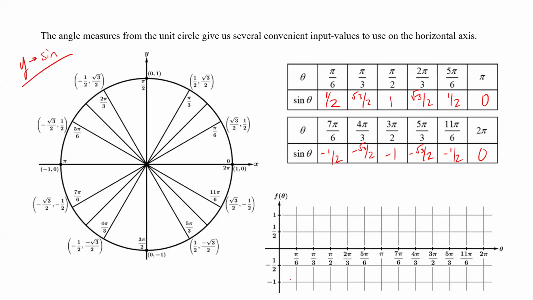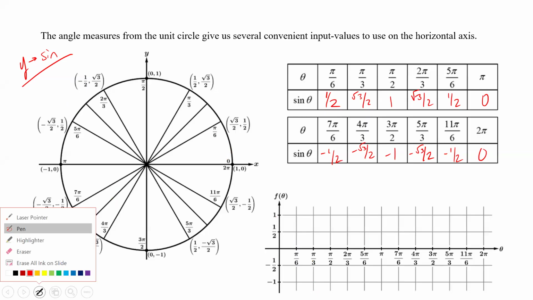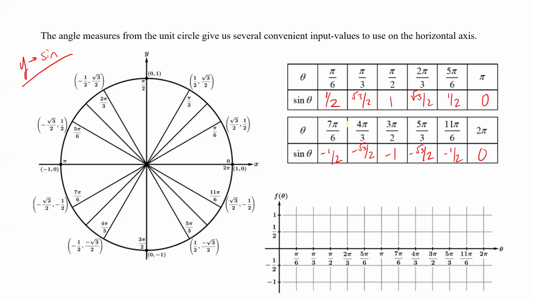All right, now when I'm graphing these, I'm not going to utilize the square root ones because they're not easy to graph, right? However, we're going to use our halves and our ones and our zeros. So we're going to graph pi over 6 at 1/2, pi over 2 at 1, 5 pi over 6 at 1/2, 3 pi over 2 at -1, 11 pi over 6 at -1/2, and 2 pi, and I didn't mean to skip pi, at 0.